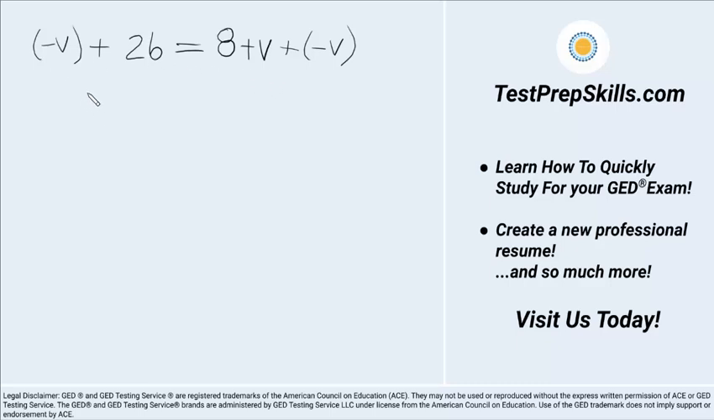So let's start on the left-hand side. We're going to simplify. What do I have here? I have negative v plus 26. Now, on the right-hand side of my equation, I have 8. Now I can combine these like terms here. I've got a plus v and a plus negative v. Well, when I add negative v to v, I just end up with 0. So they canceled out, so I did it right.